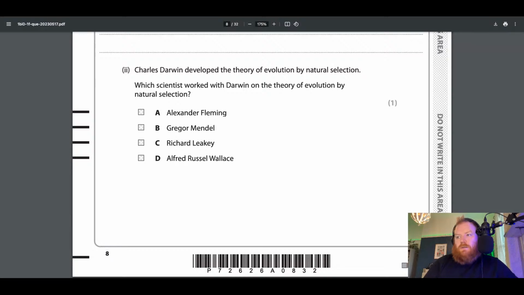Now, the next question is a question linking to Charles Darwin. So, Charles Darwin developed the theory of evolution by natural selection. Which scientist worked with Darwin on the theory of evolution by natural selection? So, we've got Alexander Fleming, Gregor Mendel, Richard Leakey, or Alfred Russel Wallace.